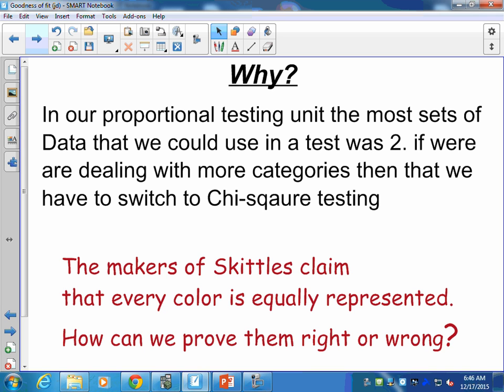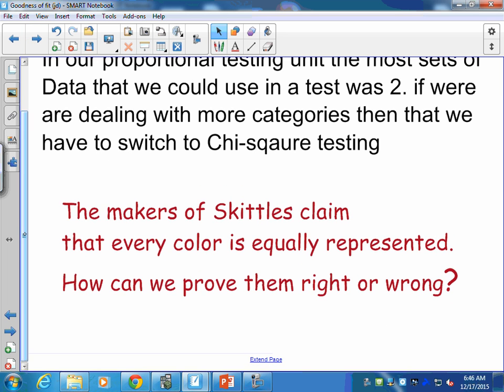In our last unit, proportional testing, the most proportions that we could use in any test was 2. So if we want to do testing of multiple proportions, 3 or more, 2 proportion testing fails. We can't use our proportion intervals. We have to go to what's called a chi-square testing procedure.